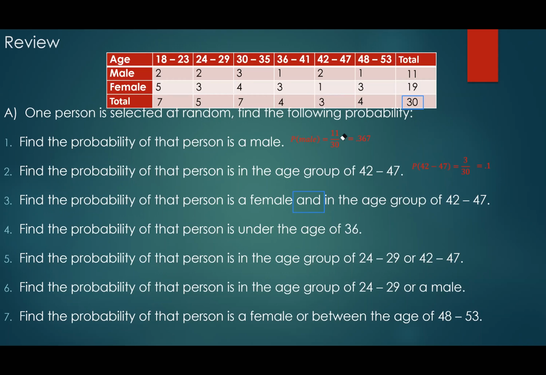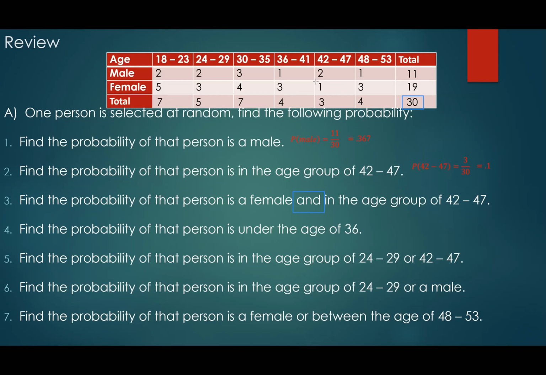It's not that you select one person who is a female and then you go back and select another person in the age group of 42 to 47. Okay, so this "and" right here, hopefully you see that we select one person. What is the probability that this person is a female and also in the age group of 42 to 47? So it's like a specific category, right? Meaning this category is not just a female only, it's not just a group of 42 to 47 only.